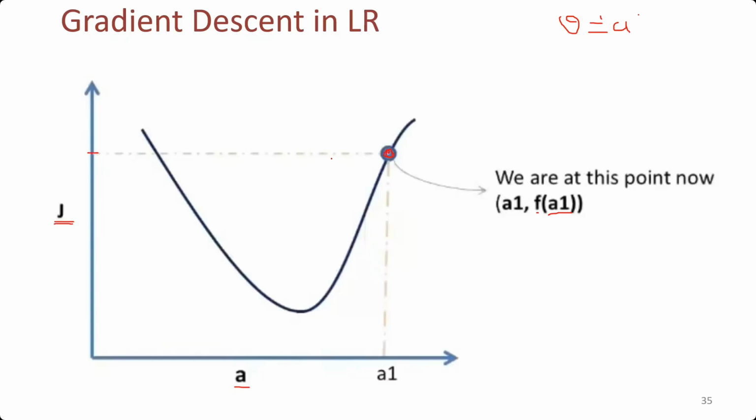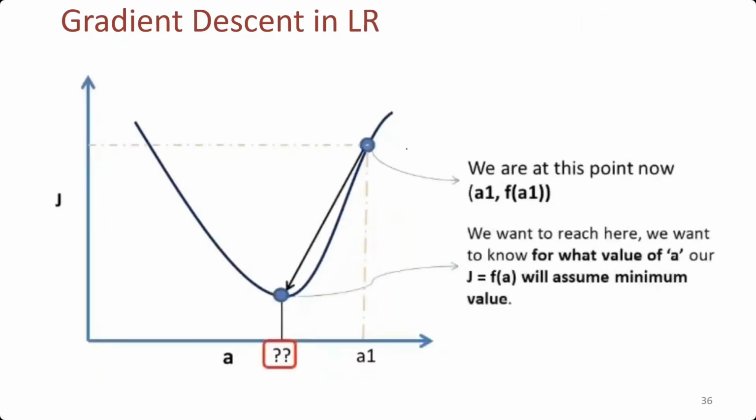Okay, so what do I have to do next? The next value, I have to reach to this point. We are at this point right now with the help of this a1, and when I'm putting this a1 into this function, I'm getting some value. That value gives me the cost, this one.